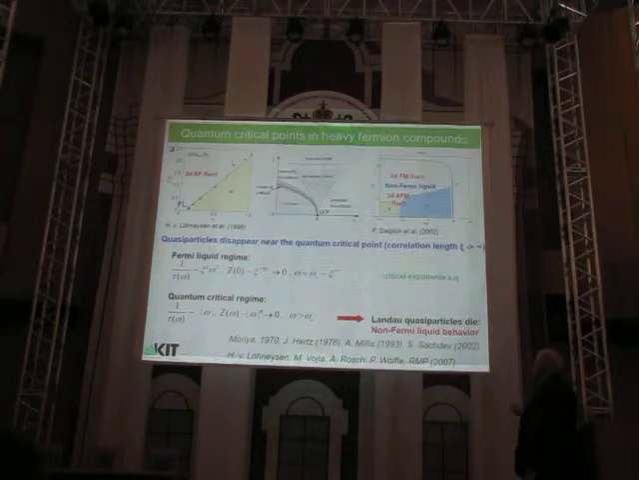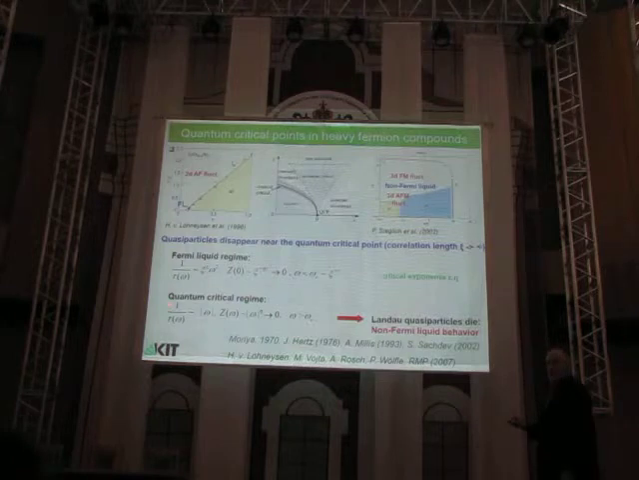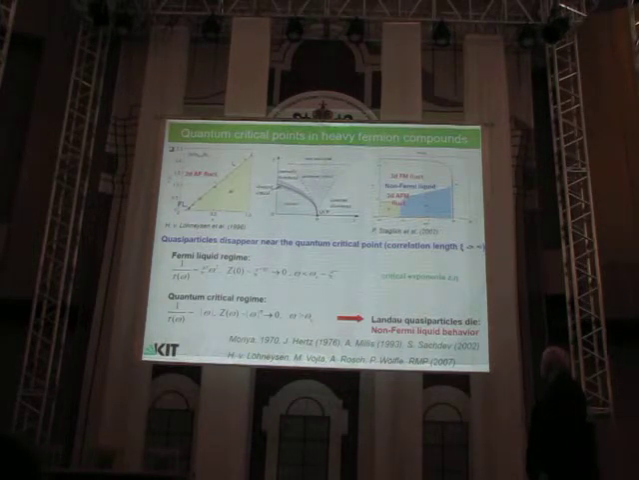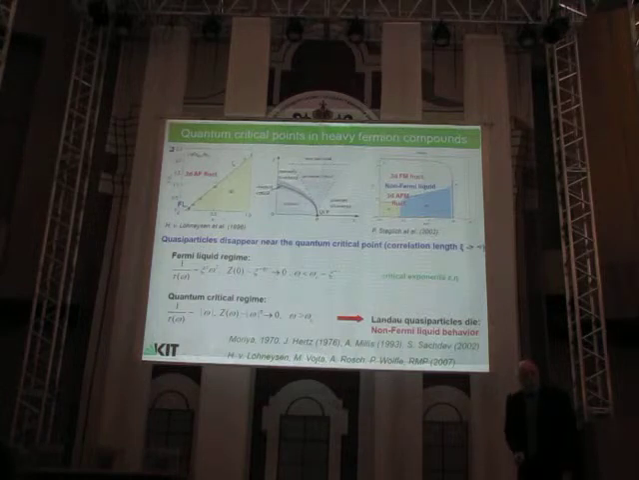In the quantum critical regime, which is the middle part here, as I will show, the decay rate is always proportional to omega. It's a linear function of omega. And the weight factor goes to 0 with some power of omega. So the quasi-particles disappear and we have non-Fermi liquid behavior.